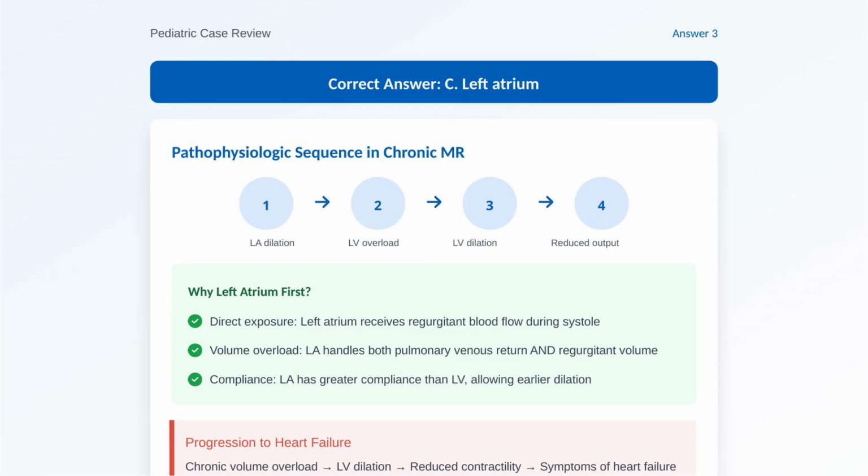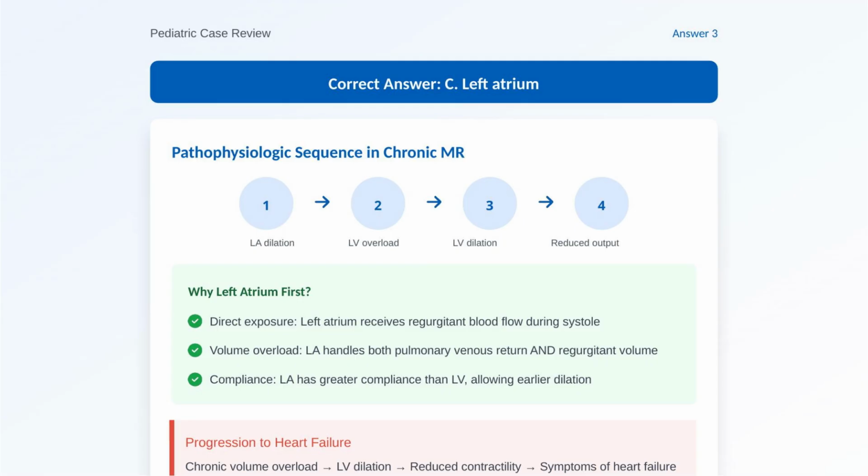The left atrium must handle both the normal pulmonary venous return and the additional regurgitant volume, creating a volume overload state. The left atrium also has greater compliance than the left ventricle, allowing it to dilate earlier in response to this increased volume. The pathophysiologic sequence typically progresses as follows.